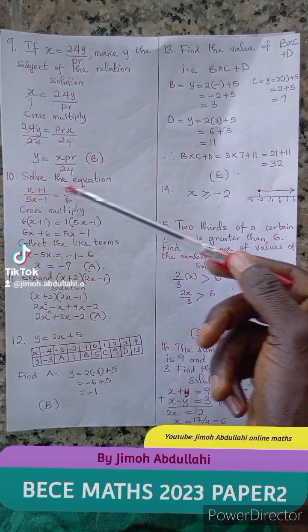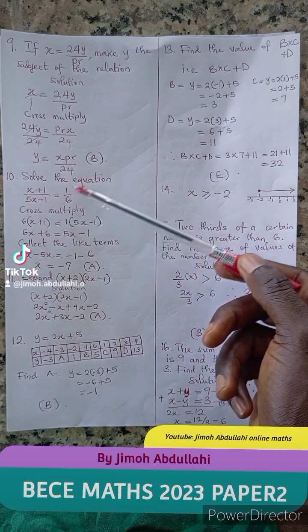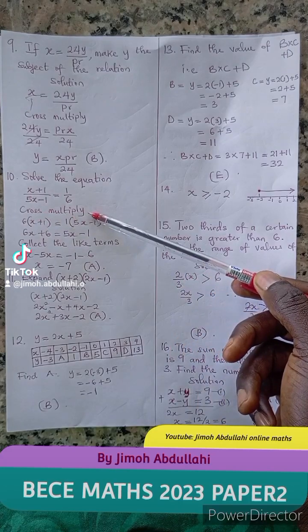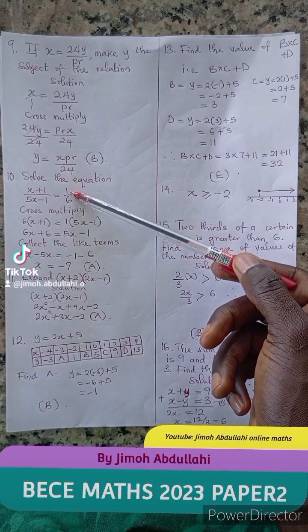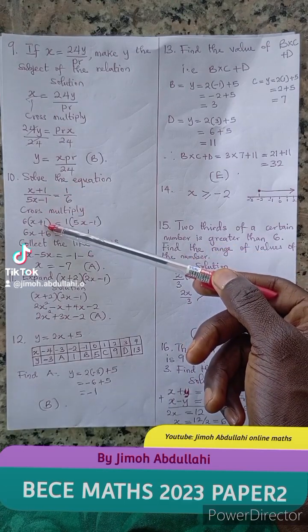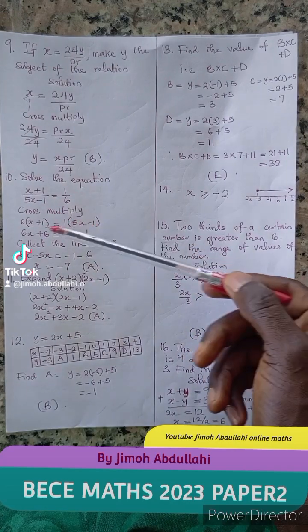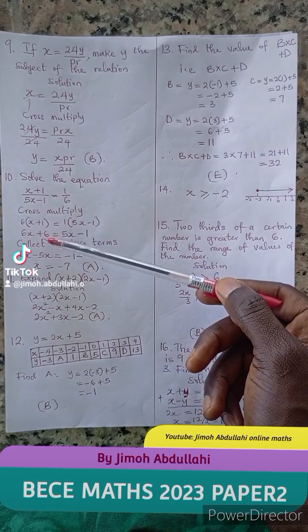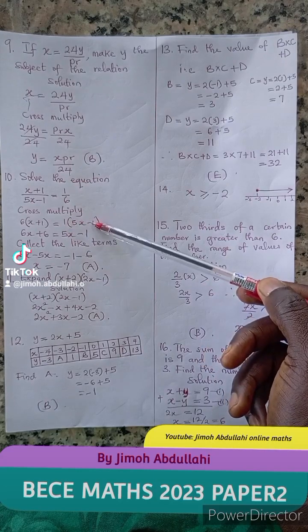Number 10, solve the equation (x plus 1) over 5 minus 1 equals 1 over 6. This one as well, we are going to cross multiply. So when you cross multiply, it's going to be 6 times this, 1 times 6. So 6 times this, you put it in brackets. Please don't forget, take note of that. Then 1 times this is also the same thing, so open the bracket. 6 times x, 6x. 6 times 1, 6. Then 1 times 5s, 5s. 1 times minus 1, minus 1.